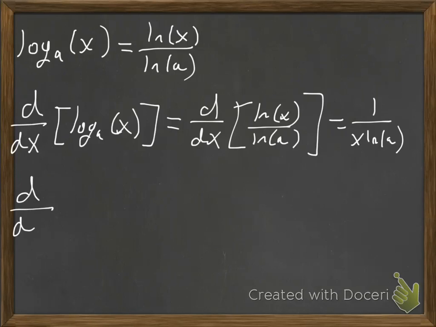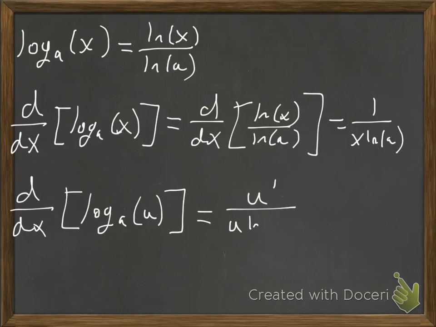Okay. And of course, if we have some differentiable function u of x, we can use the chain rule. So you'll have the derivative of the argument upstairs, and then downstairs you will have u times ln of a. So we'll do a couple examples of taking derivatives of logs that are not base e. Let's see, y equals log base 2 of cube root of 2x plus 1.